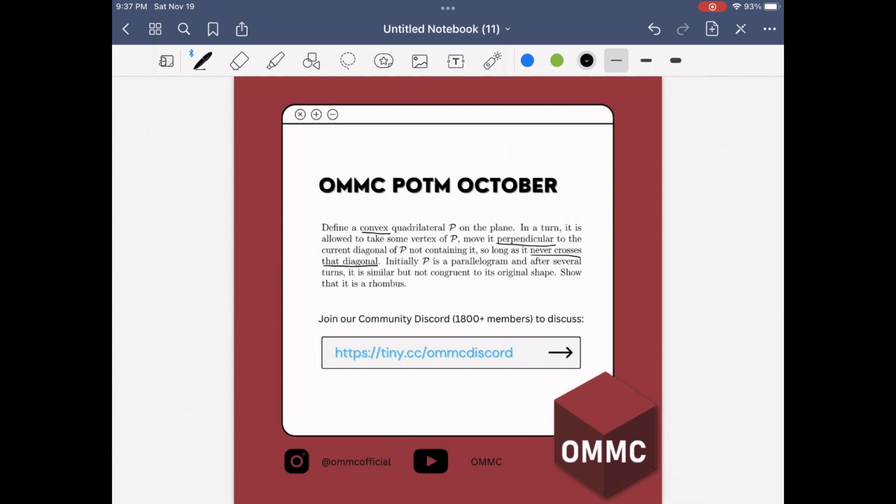Of October 2022. So the problem is as follows. To find a convex quadrilateral P on a plane, in a turn it is allowed to take some vertex of P, move it perpendicular to the current diagonal of P not containing it, so long as it never crosses that diagonal. Initially, P is a parallelogram, and after several turns it is similar but not congruent to its original shape. And our goal is to show that it is a rhombus.